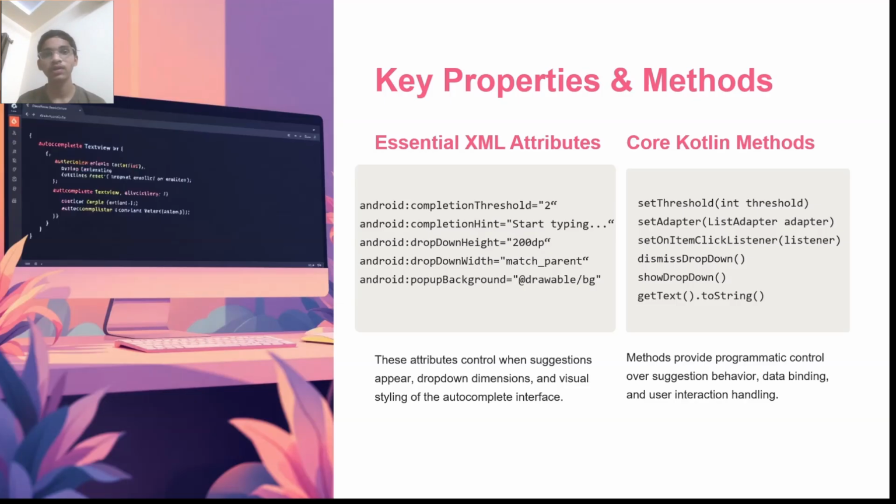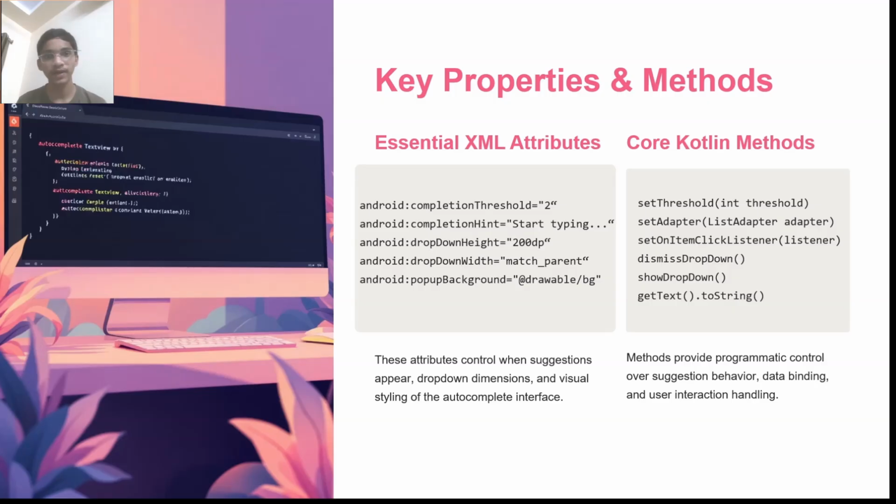Starting with the XML attributes on the left side, the completionThreshold attribute lets us define the minimum number of characters a user has to type before these suggestions appear. For example, here it is set to 2, meaning that the drop-down will show after 2 characters. The completionHint is simply a little hint text that appears, encouraging the user to start typing.